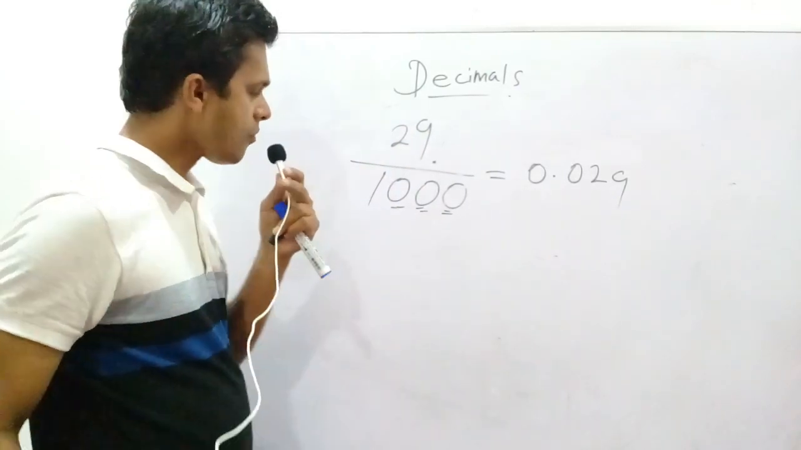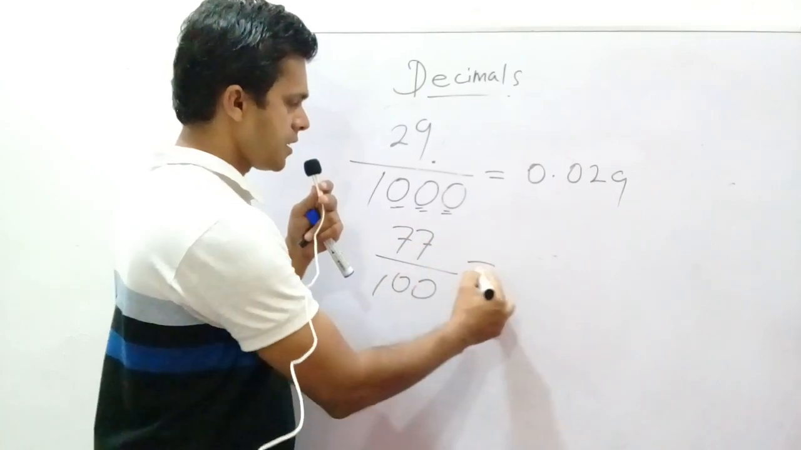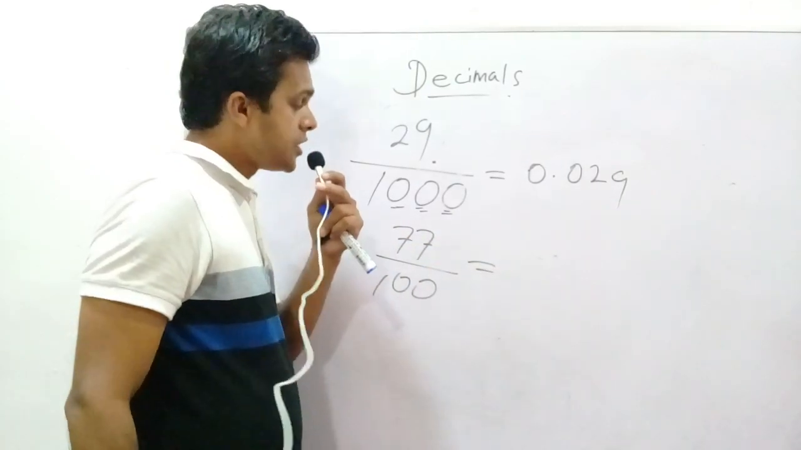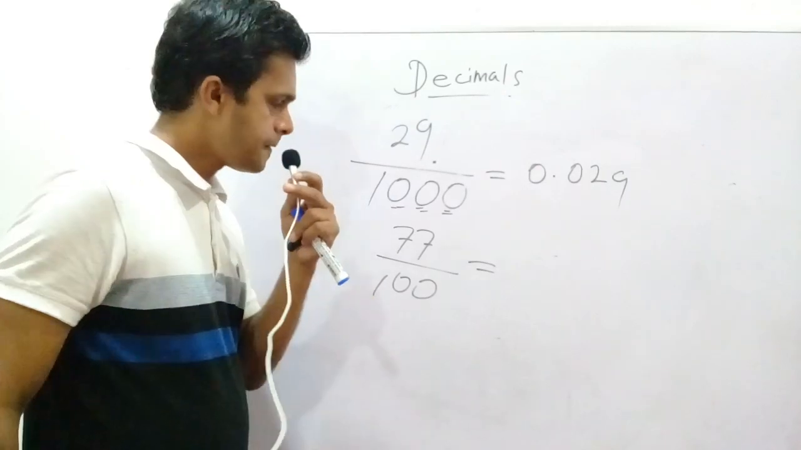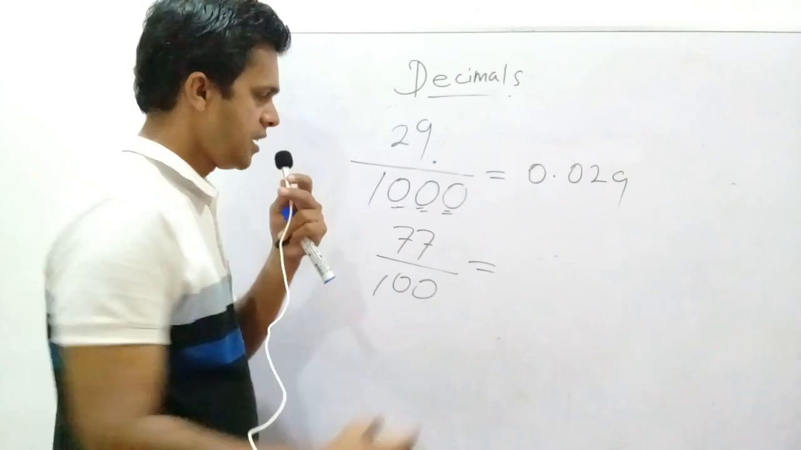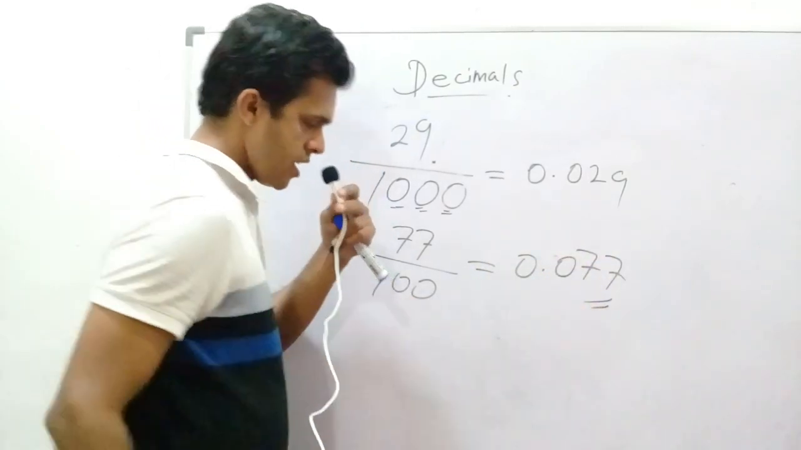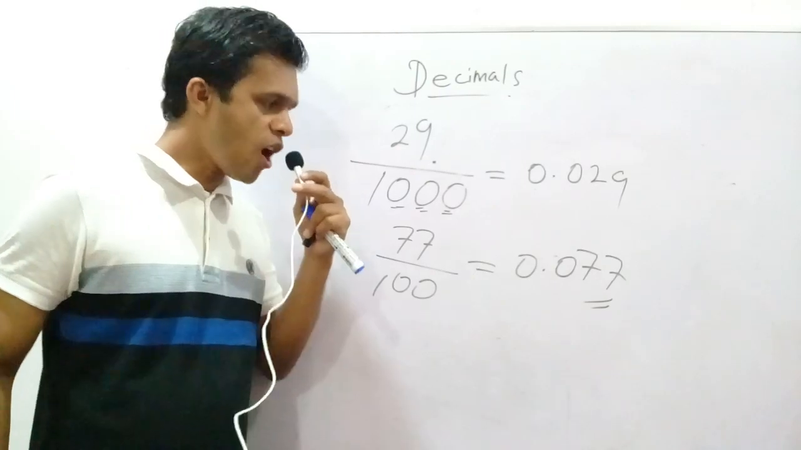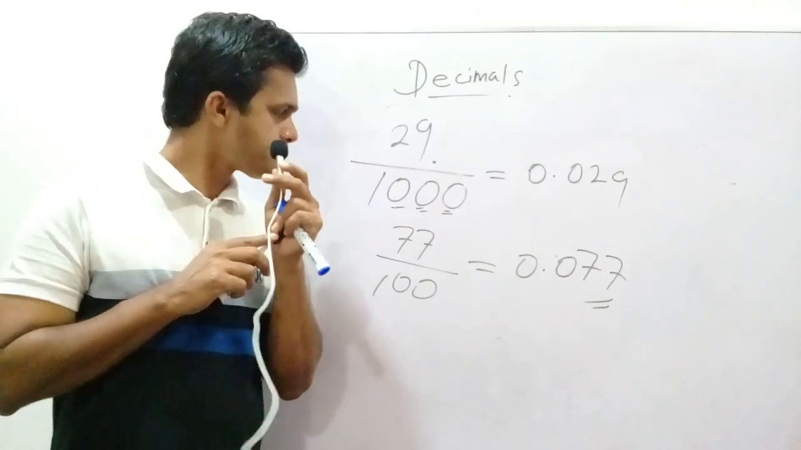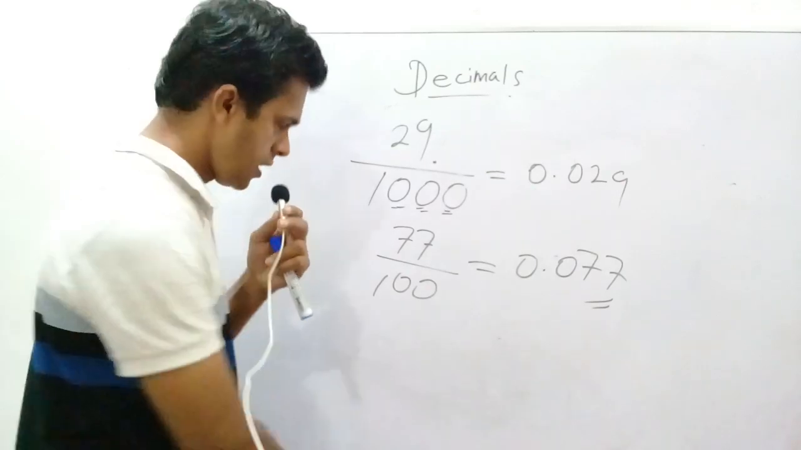This one, 77 over 1000. Can you express this fraction as a decimal number? Yes, you say 0.077. Okay. Now you know how to write given fractions as decimal numbers.